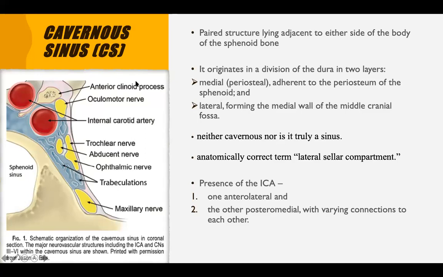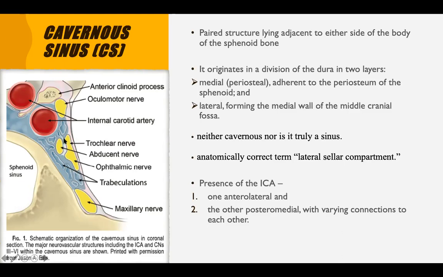Yes, sir. Coming to cavernous sinus, we have already discussed it in a little bit of detail when I presented CCF. It's a paired structure lying adjacent to either side of the sphenoid bone. It originates basically in a division of dura, where there is a periosteal layer adjacent to the periosteum of the sphenoid, and the lateral layer forming the medial wall of the middle cranial fossa. It is neither a cavernous nor truly a sinus. Many terms have come up, but the anatomically correct term can be lateral sellar compartment.